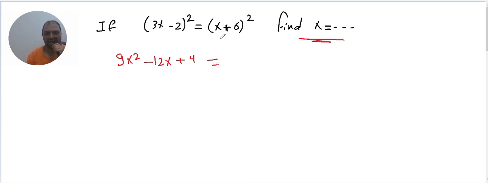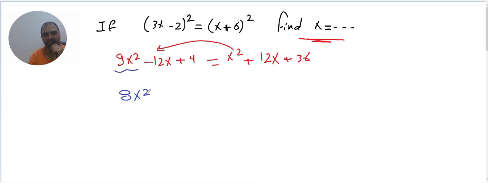12x. And this also x², and second will be power 2 here, 36. 6 times 6 is 36. And 2 times 6 is 12, right? 12x. Now you can symbolize: move x² from the left-hand side, 9x² subtract x² equals 8x².